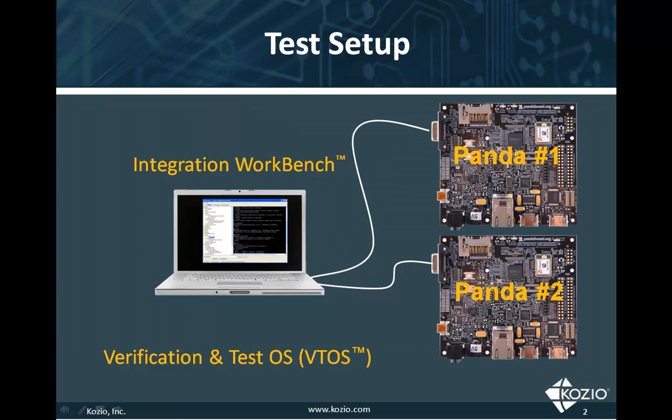Let's take a moment and review the test setup. We'll be using a Panda board with an OMAP4 processor, and we'll be using two of those boards. The first Panda board exhibits a memory error, and the second one does not. Each Panda board will be running VTOS.